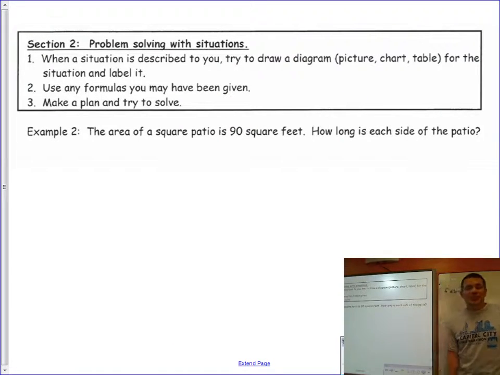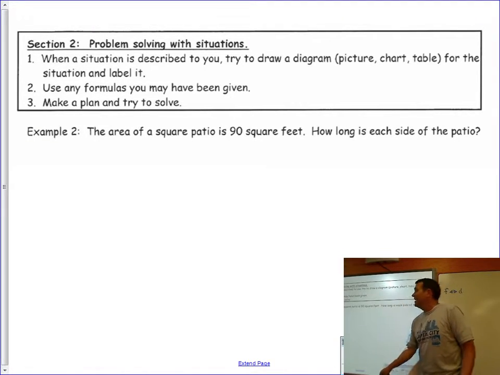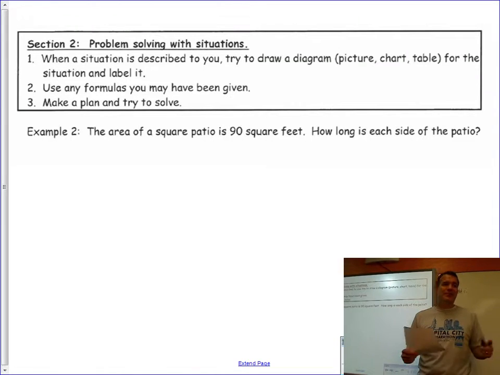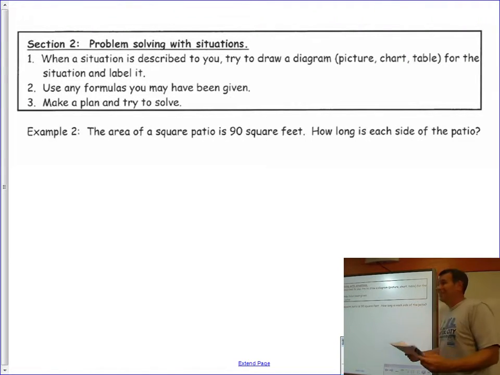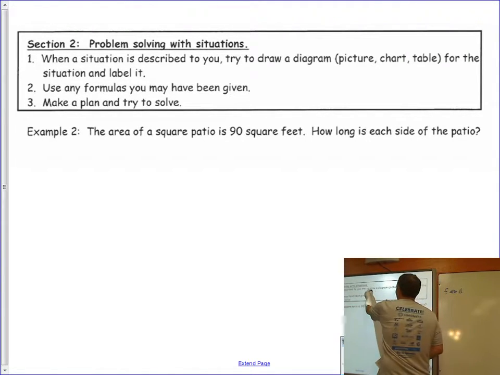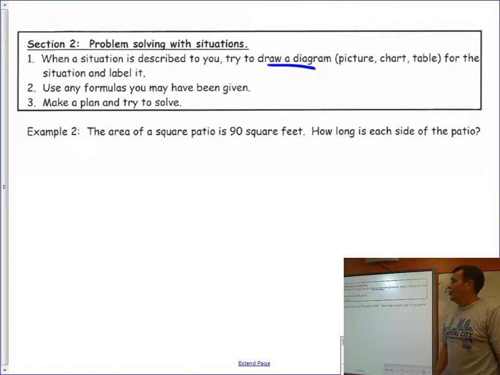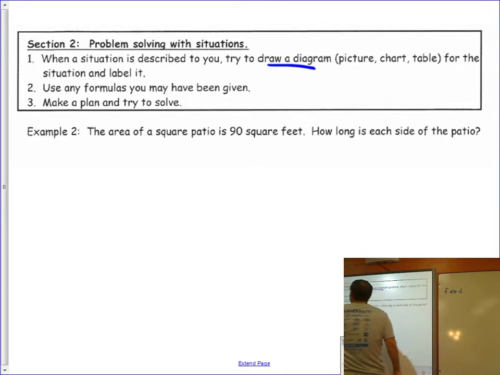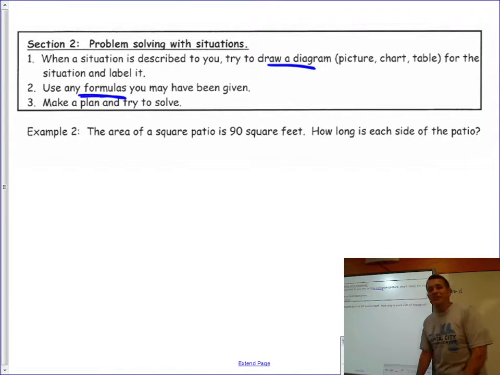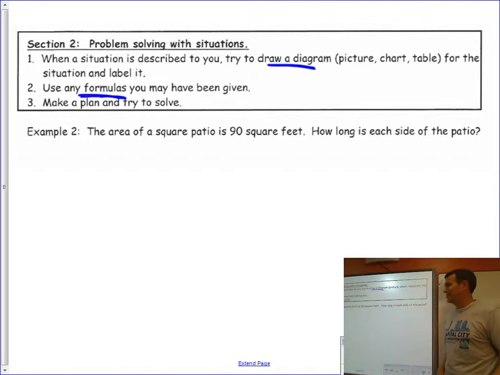All right, now I'm going to look at a few real situations that we want to problem solve that involve square roots. I think the important thing here is when you're given a situation, try to think about it by maybe drawing a diagram. I think diagrams help a lot. Or at least use any formulas you happen to know or were given in the problem. And then make a plan and try to solve it. Let me go through a couple examples.